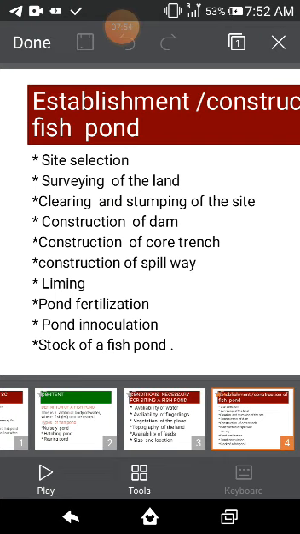3. Construction of dam. In your dam construction, the dam should be constructed across the stream. Use good quality building materials in constructing your dams. Use clay soil for dam construction.